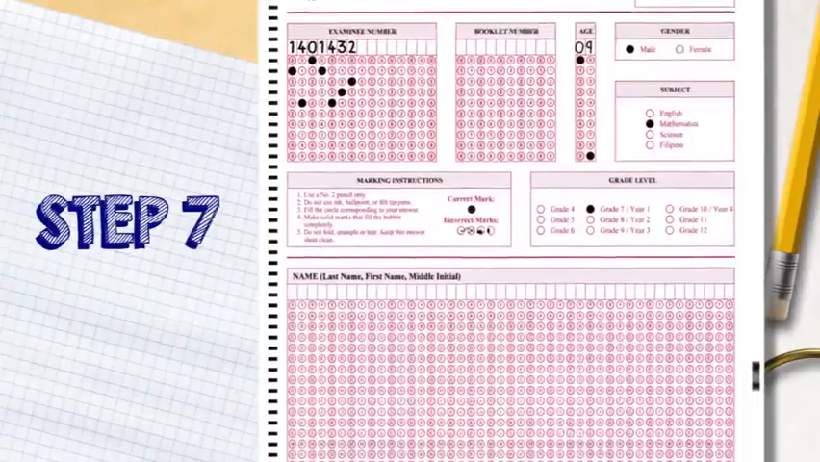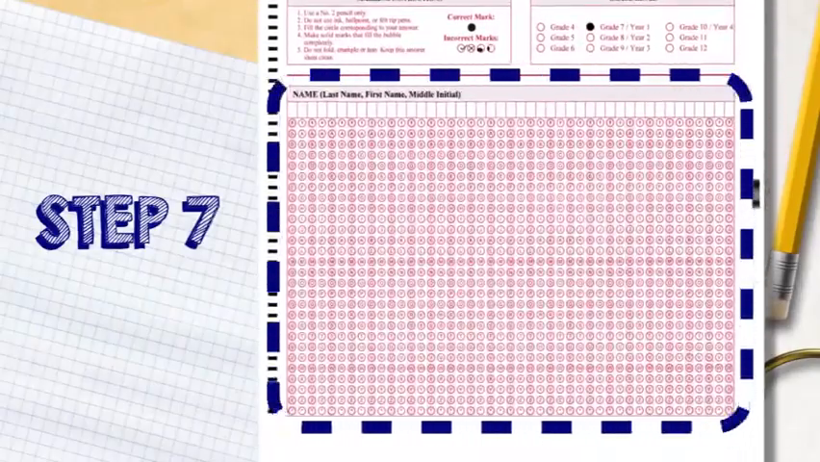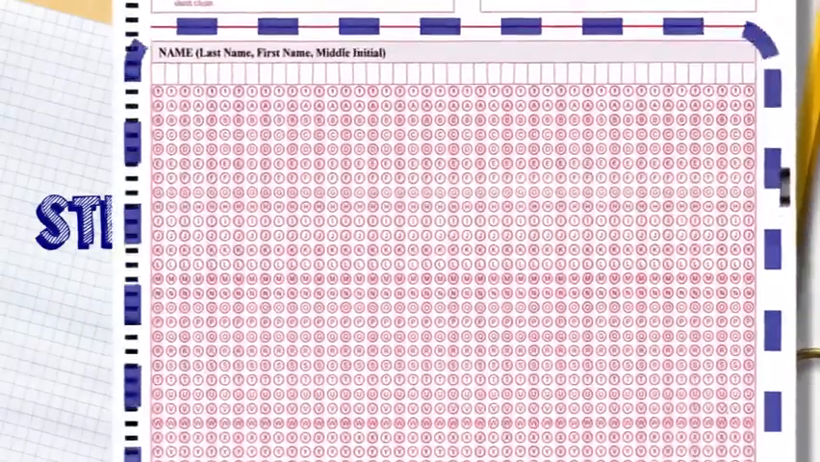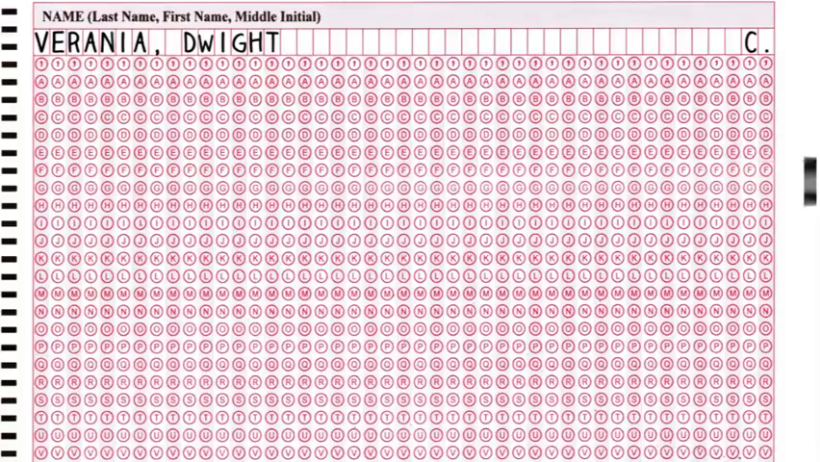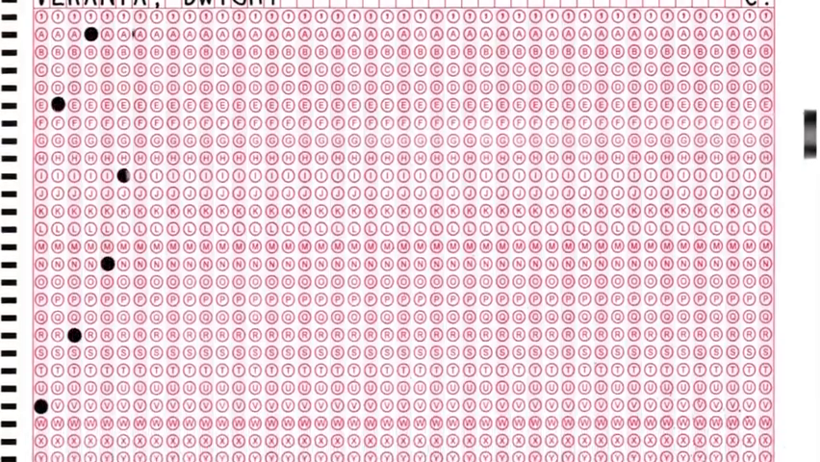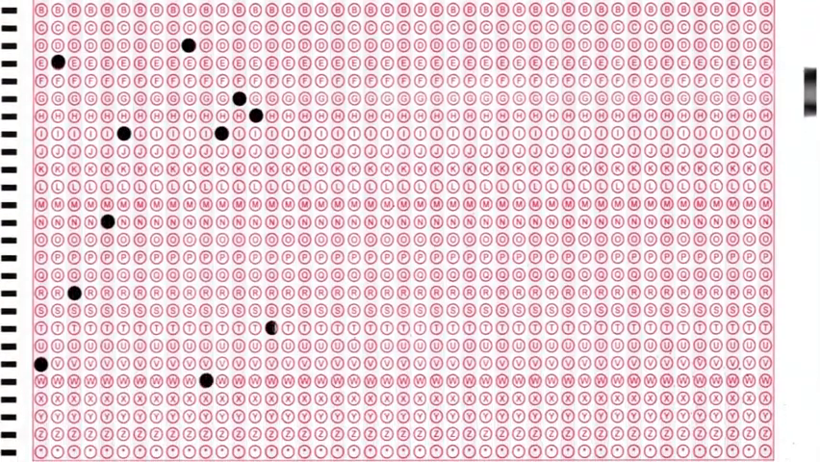Step 7. Print your name in the boxes. Write your name correctly and clearly. Write your last name and then put a comma. Leave one box empty and write your first name. Write your middle initial in the second to the last box and put a period in the last box. Then, shade the matching circles below.